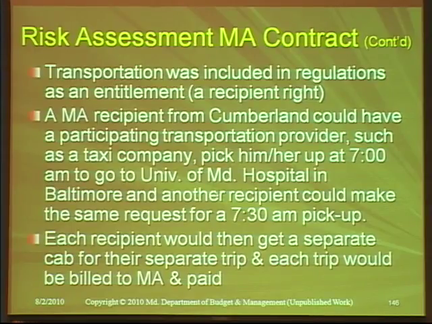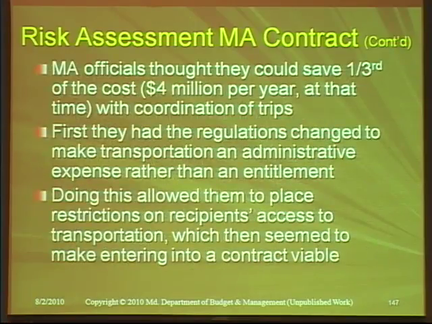And each recipient would then get a separate cab for the separate trip, and each trip would be billed to medical assistance and paid. MA officials thought they could save about 1/3 of the then cost of the transportation, so about $4 million a year, if they could coordinate trips. And the first thing they did, as we said, was get it changed from an entitlement to an administrative expense, and that would allow them to have the right to do restrictions and coordination.